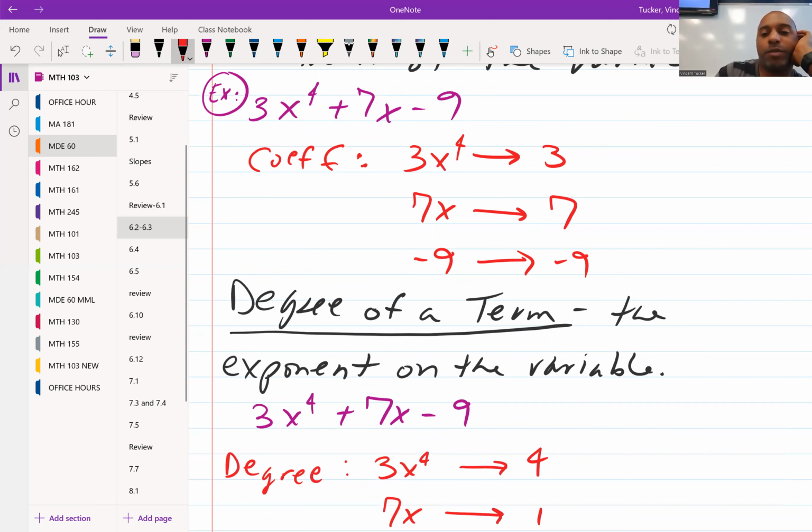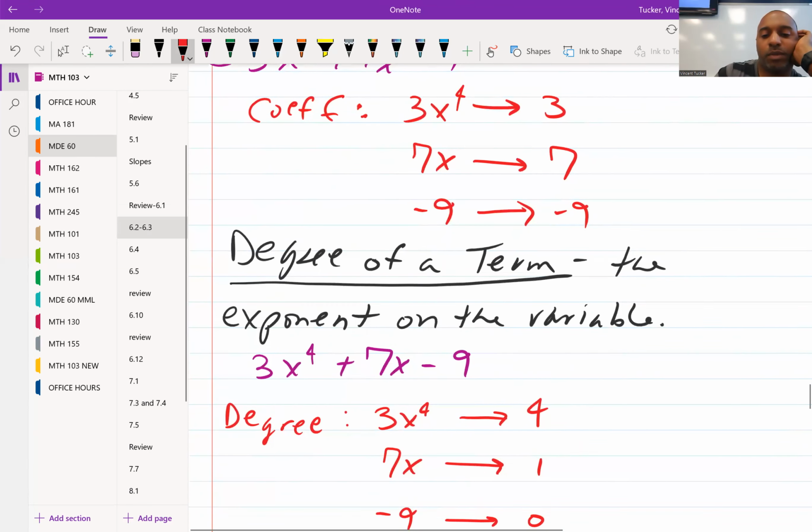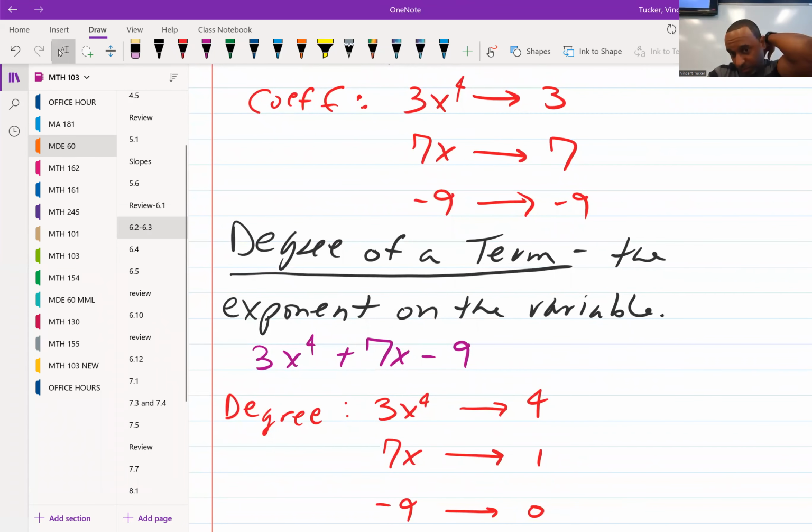So the degree of a term is the exponent on the variable. We have 3x to the fourth plus 7x minus 9. 4 is going to be the degree of 3x to the fourth. 1 is going to be the degree of 7x. And then -9, since it has no variable at all, 0 would be the degree of that term.